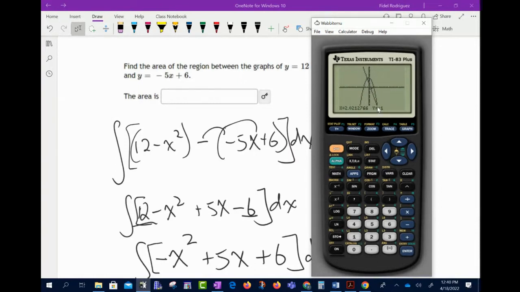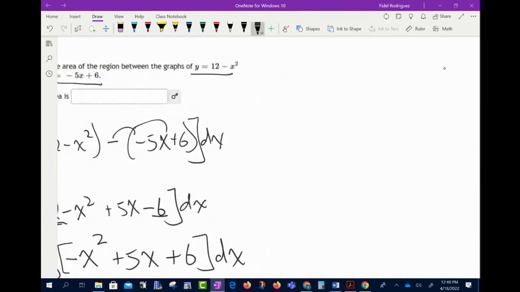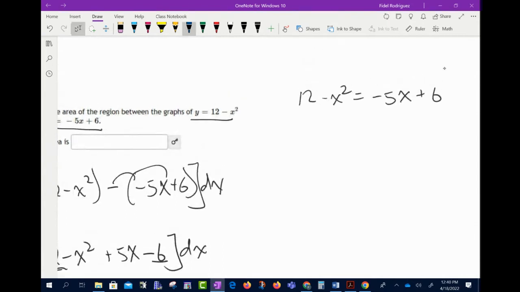What we need to do, y'all, is find those points where they intersect, okay? The easiest way to find those points is to set these two functions equal to each other. We want to know when they are going to be equal, okay? So look, I'm going to do that over here on the side. When is 12 minus x squared equal to negative 5x plus 6? All right, this is going to help me find my limits of integration. So let me write that up here at the top.